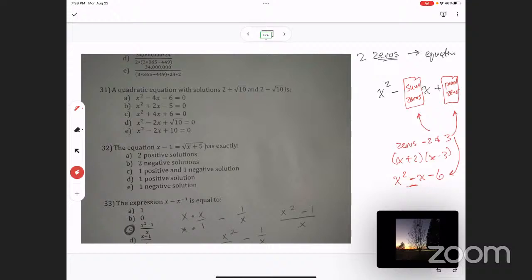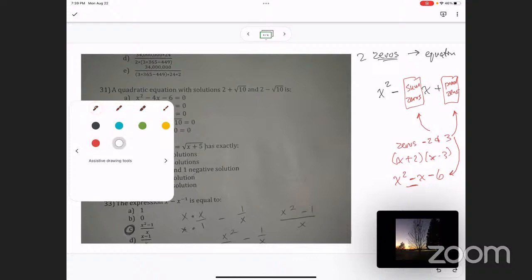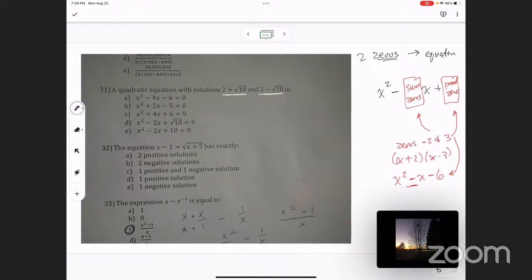Okay. So why would I teach you that? Well, because when you have something like this, it's very easy to find the quadratic equation, because what's the sum?